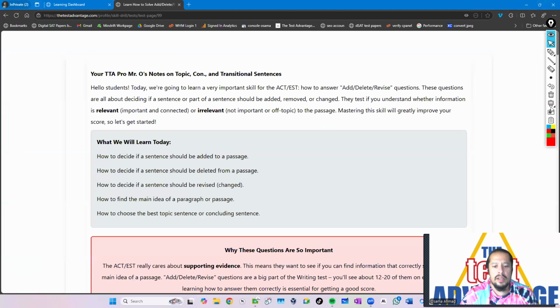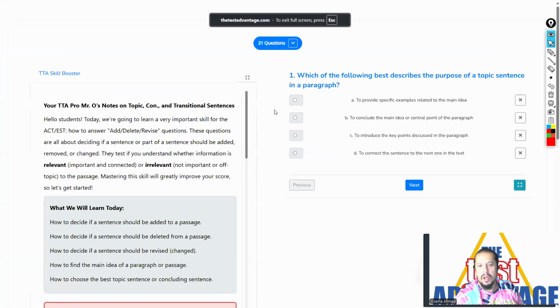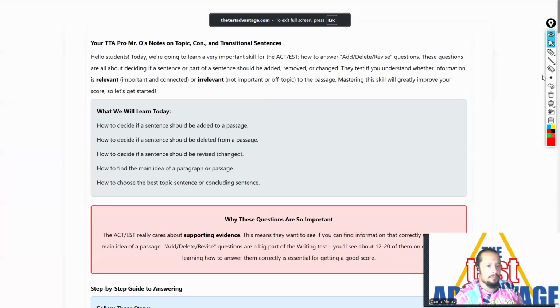So today we'll focus on topic sentences, concluding sentences, and transitional sentences. On your test, no matter which test you're taking, it's a big part of the test. It is the hardest part of the test. The part we're talking about, from the beginning of transitions, these are the hardest parts, right?